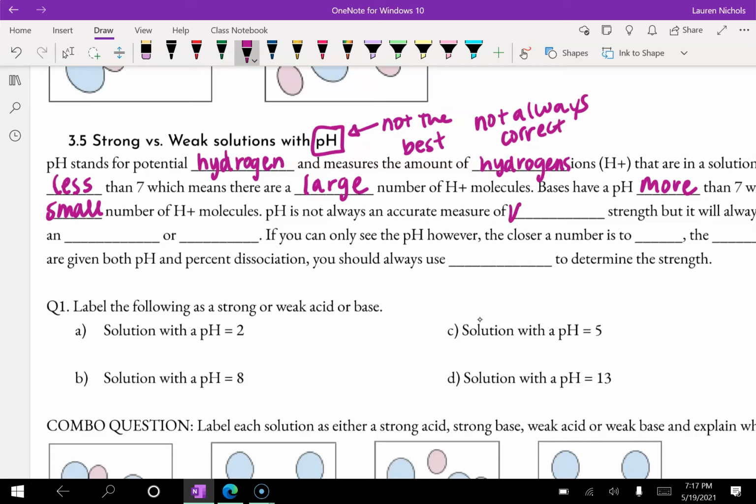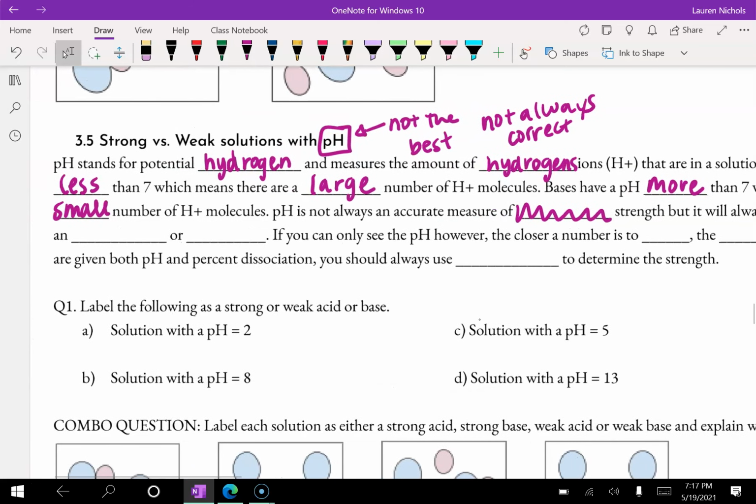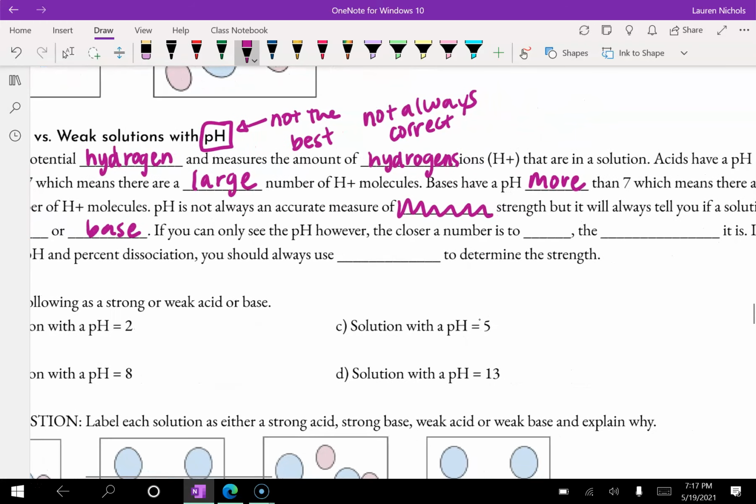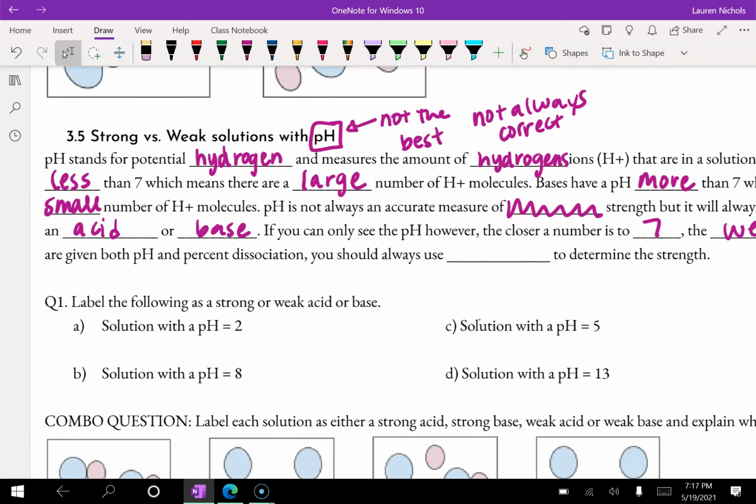Now, this is what I said earlier, but pH is not always an accurate measure of strength. But it will always tell you if a solution is an acid or a base. And if you can only see the pH, like they don't tell you the percent dissociation, then the closer the number is to 7, the weaker it is. And if you're given both pH and percent dissociation, you should always use the percent dissociation to determine the strength.